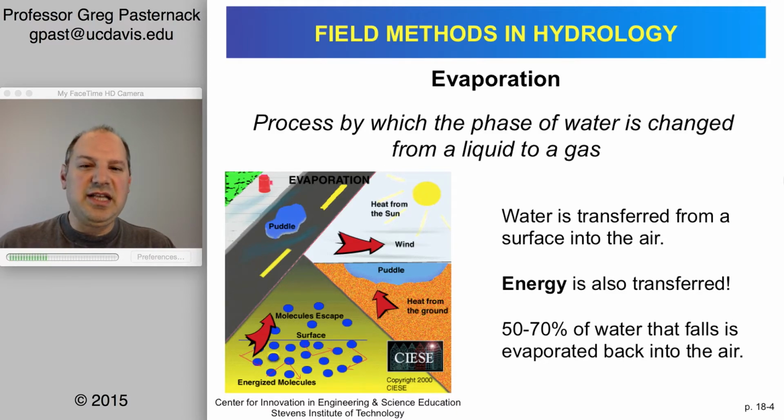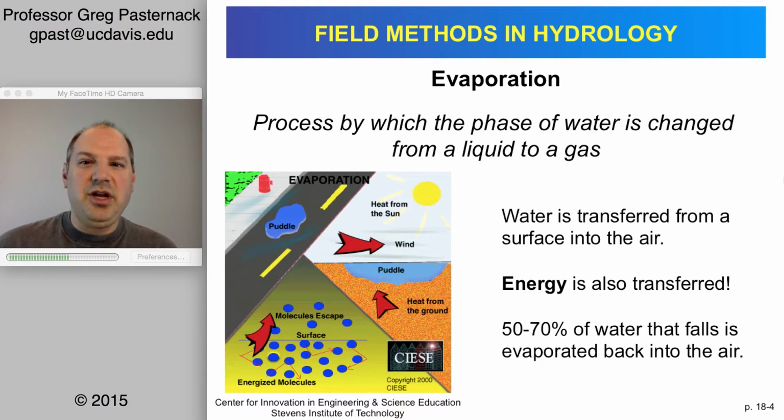So evaporation itself, a process by which the phase of water is changed from a liquid to a gas. Wherever we have water present, it could be on the surface, it could be in a plant or on a plant surface. It could be inside the soil but in contact with air.